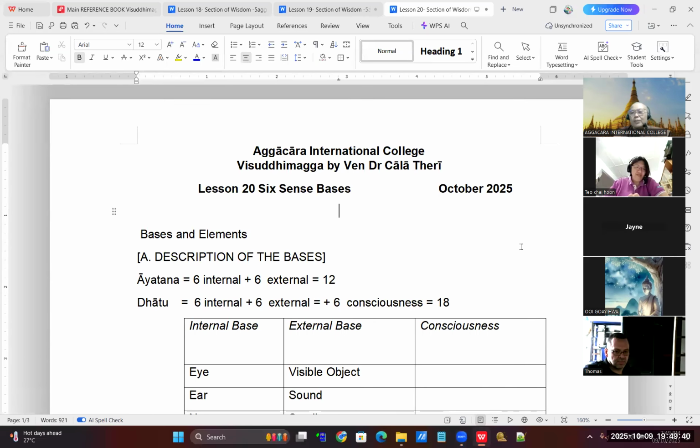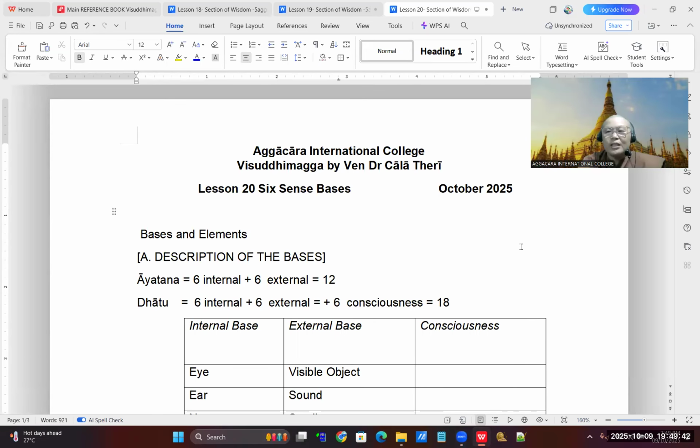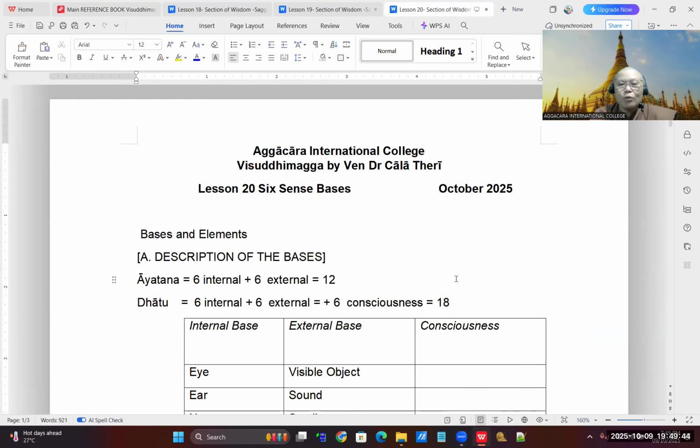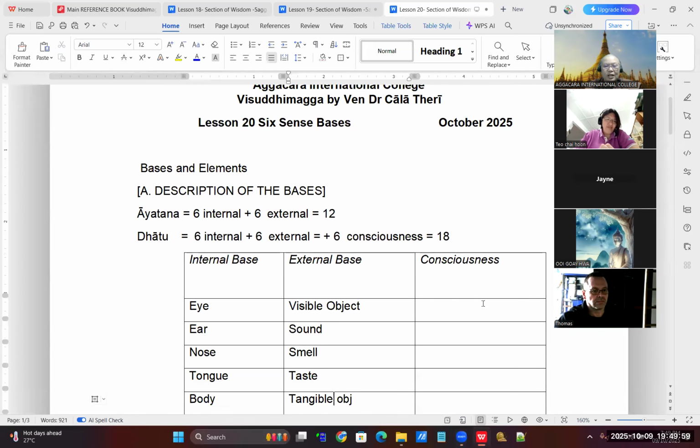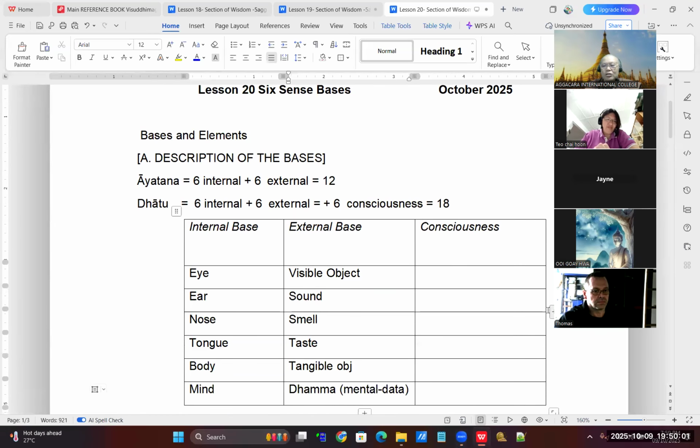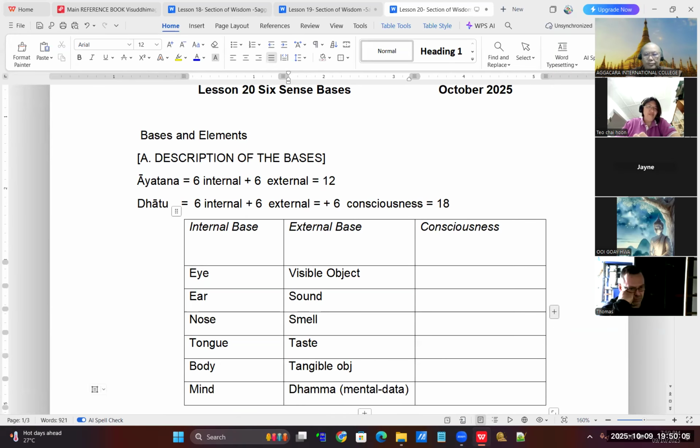So this is much easier. Why is it easier? Because we are using our six sense bases, and it's much easier compared to the five aggregates. Because with the five aggregates, sometimes the perception is a little bit difficult to understand. But the six sense bases, six internal and external, are actually easy. We are using them all the time.